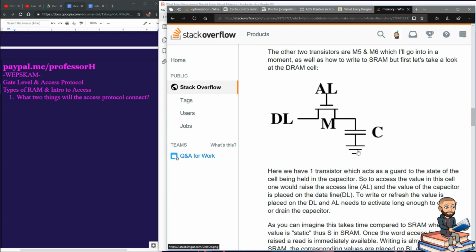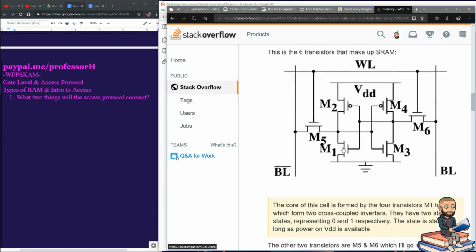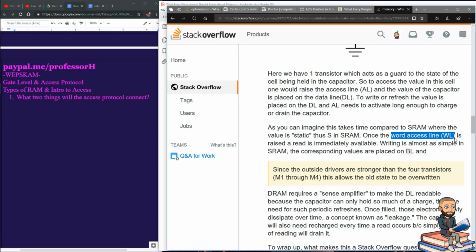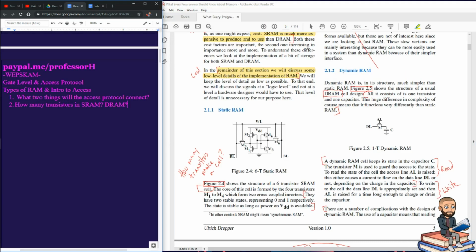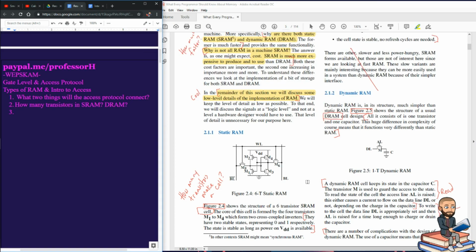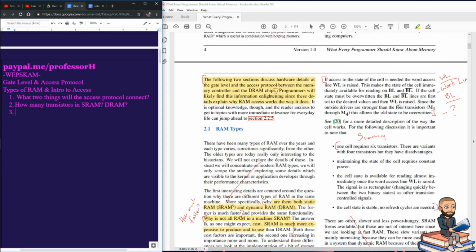Doing so takes time. So part of the reason SRAM is much faster is because the state of the SRAM cell is quickly available. All you have to do is access the word line. At first I thought that was the write line because you raise it in order to write, but you also do it to read. Just don't forget it's called the word line. So I think it's worth your time to answer this question. How many transistors are in SRAM? How many transistors are in DRAM? Let me scroll to the top here to make sure we're not missing anything.